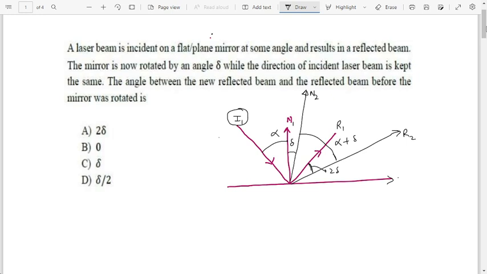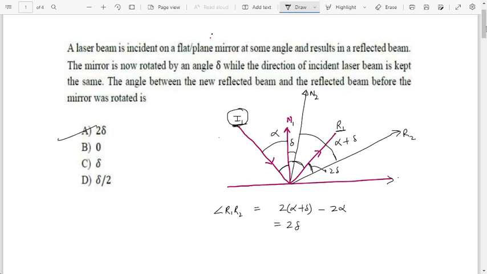Very easy. Just look at the angle between I1 and R1. I1, which is this, and R1, which is this. That is 2 alpha, right? Because this is alpha. So this must have been alpha, right? That is 2 alpha. And what is the angle between I1 and R2? That is twice of alpha plus delta, right? Like this. So the angle between R1 and R2 will be 2 delta.